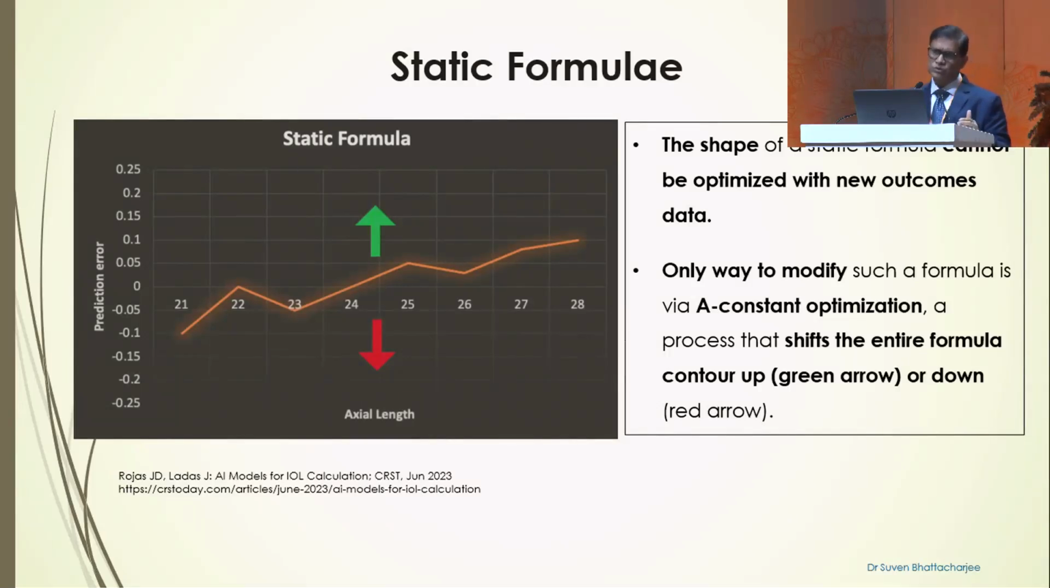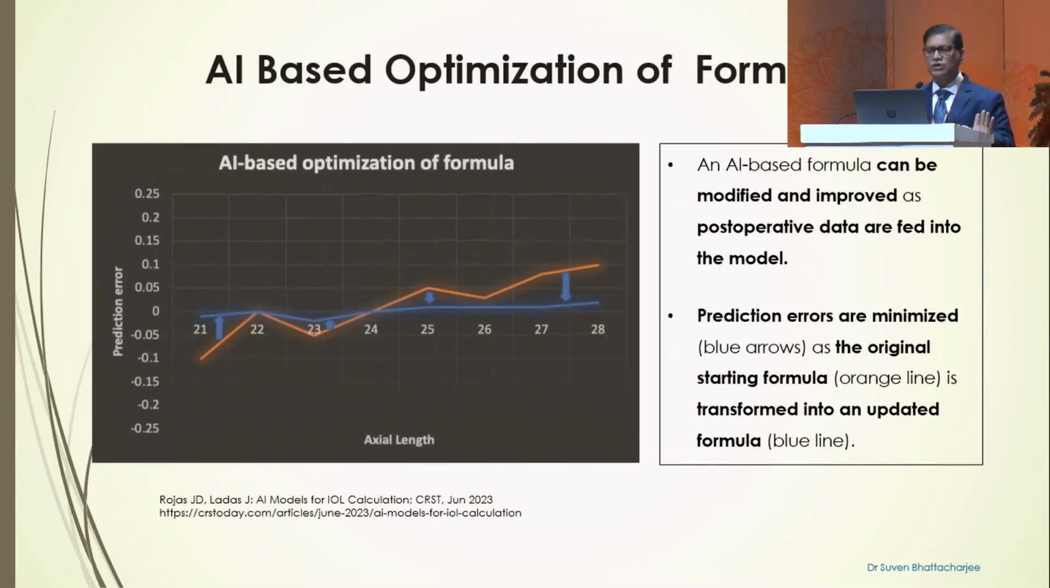Now, we have what is called static formulae and dynamic formulae. Static formulae are ones which you actually don't change over a period of time, and if you do a fudge factor for the A constant, the entire formula shifts up and down, which really has no value. The AI-based formulae or the more current formulae adapt dynamically with time, and as you will see, the orange line is where it starts, and that's off by a larger amount of variation in diopters, and as data gets added on, it comes closer to the blue line where you are as close to 0 as possible.